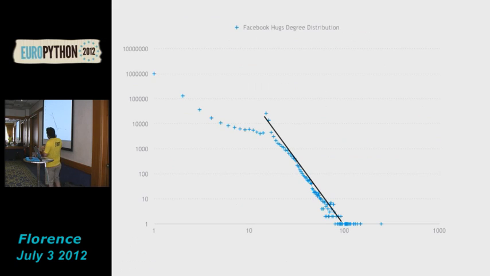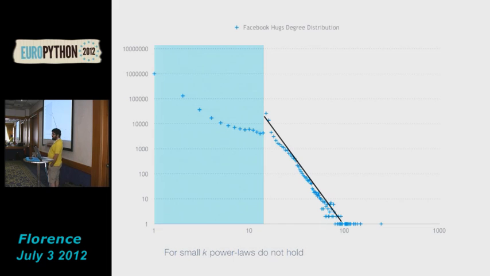This comes from a Facebook app you may have used, and in this case you are a dot here. That is the Hugs application. Basically you could send hugs to people on Facebook. I am not on Facebook, so I haven't used that, but anyway. And this is a typical degree distribution of a real-world social network. So we have to ignore the small values, because low degree nodes do not usually follow the power law. We just completely ignore them.